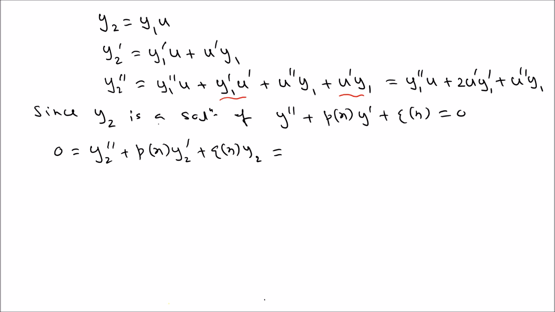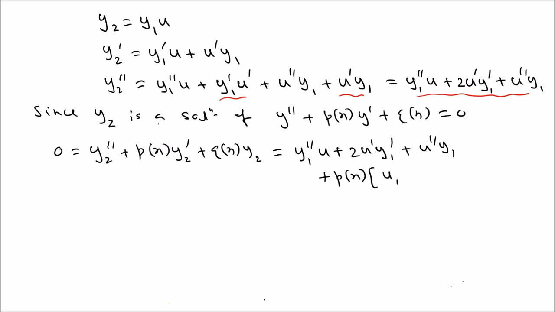So what is y2 double prime? That is y1 double prime u plus 2 u prime y1 prime plus u double prime y1. That's the first one. Now px times y2 prime. Y2 prime means y1 prime u plus u prime y1. Now the other one, which is qx times y2, which is y1 u. But we know that this whole thing equals 0.